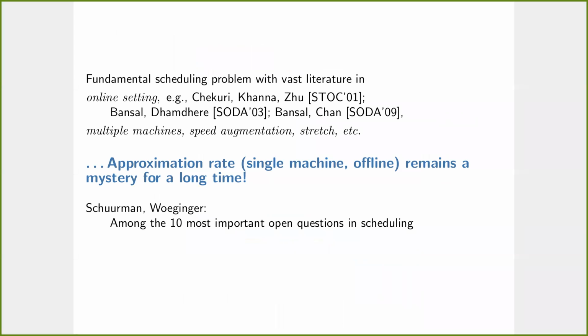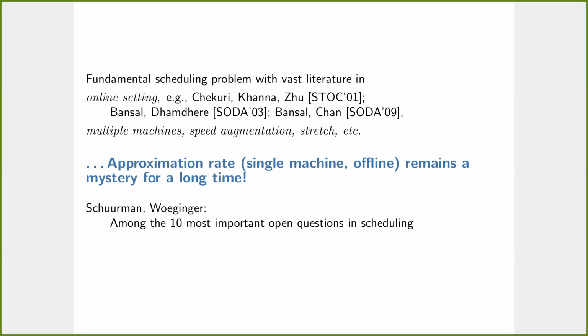It was studied in various different settings. For example, the online setting comes to mind, when jobs are only known once they are released. Or you can also think about settings with multiple machines, or settings where you are allowed to have speed augmentation or other special cases. But even in, in some sense, the most basic setting, the offline approximation setting, it was for a long time not really known what's possible in this problem.